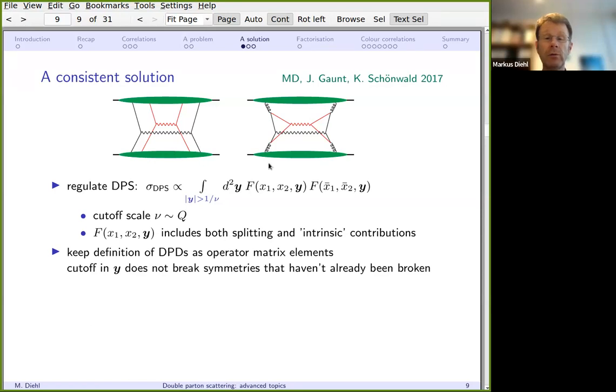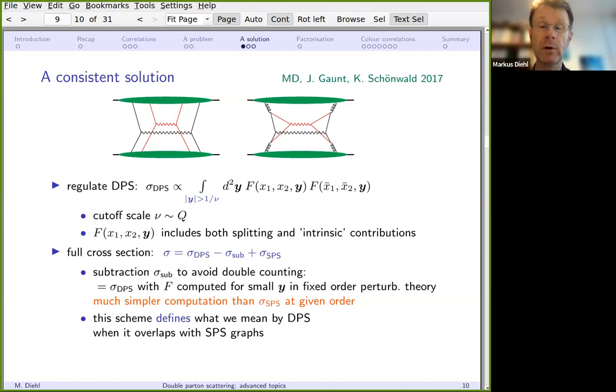So that looks like a simple solution. It gives me a finite value for DPS, but what about the double counting problem? Well, that is solved in the following way. Write the full cross-section as your regularized double parton scattering cross-section plus the full single parton scattering cross-section, which you have to add anyway, and that includes at higher orders, also these double box graphs. And since there is a double counting between here and there, subtract something that removes that double counting. Sounds easy, you just have to figure out what the subtraction term should be.